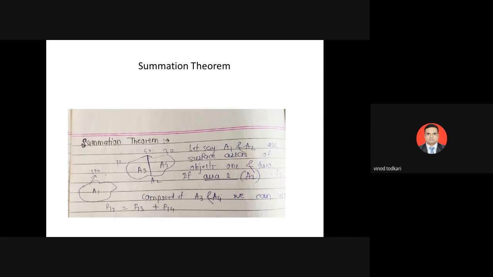And last is summation theorem. If area A2 is made up of A3 and A4, or area A2 is split into A3 and A4, then we can write F12, that is shape factor of 1 with respect to 2, is equal to F13 plus F14. What is F12? Fraction of energy emitted by 1, which is intercepted by 2. What is F13? Fraction of energy emitted by 1, which is intercepted by 3. And what is F14? Fraction of energy emitted by 1, which is intercepted by 4.